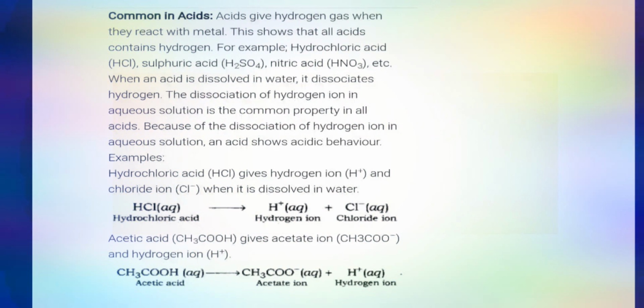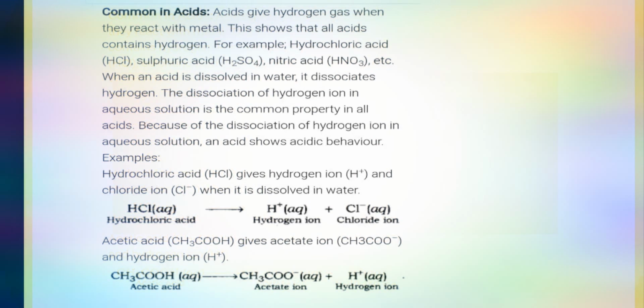In the previous class, we learned what an acid is, what a base is, their properties, and reactions. I mean chemical reactions. Now we are discussing what is common in acids. What can we see? Acids give hydrogen gas when they react with metals. This shows that all acids contain hydrogen. For example, hydrochloric acid HCl, sulfuric acid H2SO4, nitric acid HNO3, etc.